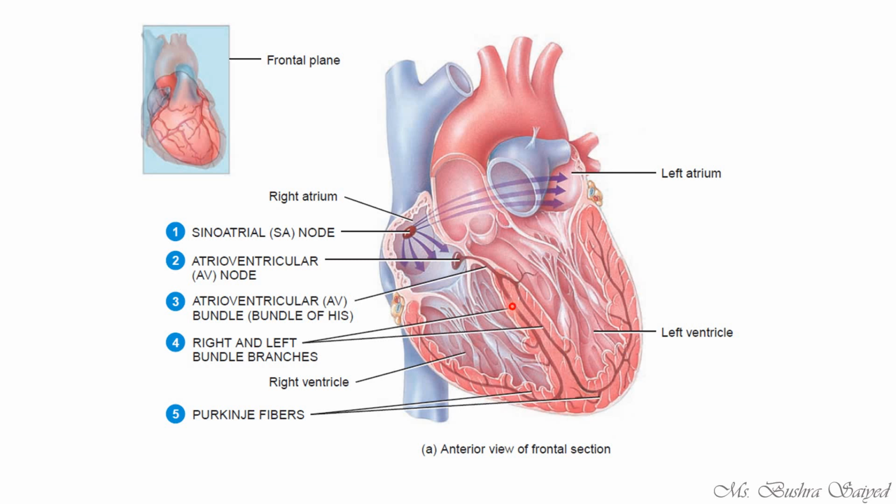From the bundle branches, you will be able to see these fibers or the branches coming out and entering into each of the ventricle, which means that these Purkinje fibers will be supplying the action potential to both the ventricles, resulting into the systole of the ventricles at the same time, and the blood will enter into this ventricle, resulting into ventricular systole.